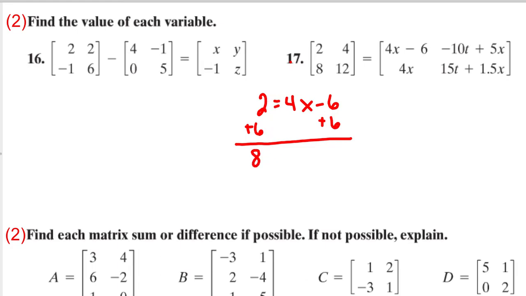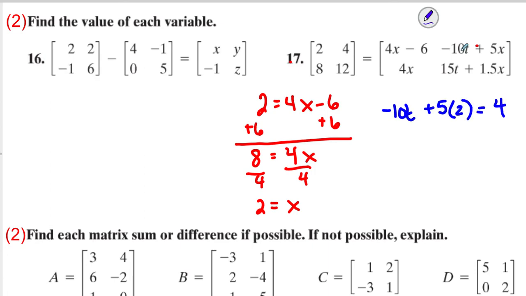So 2 plus 6 is 8, and then that equals 4x because these eliminate. Divide both sides by 4, and you have 2 equals x. All right, well, we also need to solve for t, so we can either put the value for x in row 1, column 2, or row 2, column 2. Let's go ahead and do this one. So we have negative 10t plus 5 times 2 equals 4, because this is in row 1, column 2.